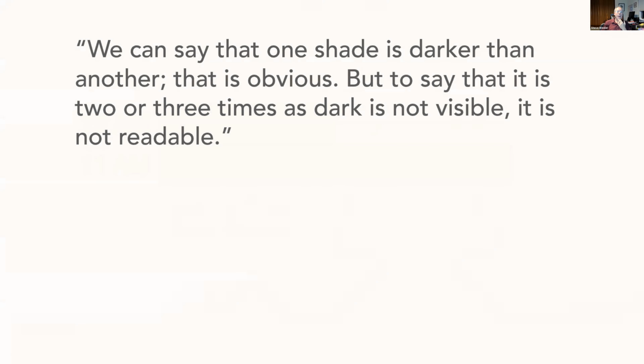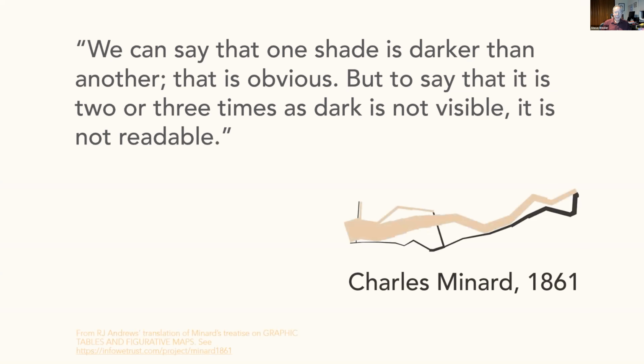By the way, I have a cool quote here. We can say that one shade is darker than another. That's obvious. But to say that it is 2 or 3 times as dark is not visible. It is not readable. Do you know who said that? Charles Minard in 1861, the guy who did that chart. If you don't know what that chart is, I promise you on your journey, you will learn about the famous Napoleon's attempt to conquer Russia between 1812 and 1813. In any case, it's a really cool quote. Translation comes from one of our colleagues, R.J. Andrews, who wrote the fine book, Info We Trust.